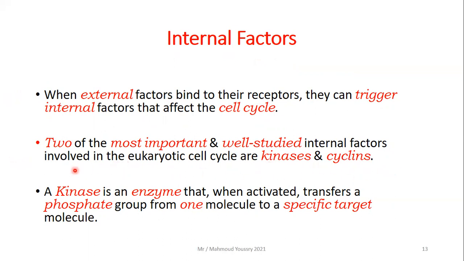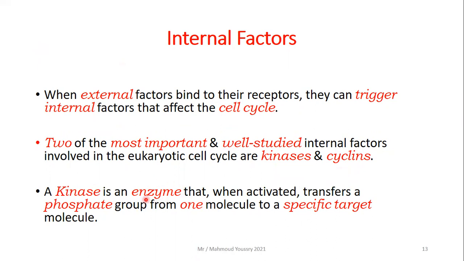Kinase and cyclins. A kinase is an enzyme that, when activated, transfers a phosphate group from one molecule to a specific target molecule. So kinase and cyclins are the two internal factors that are triggered when the external factors bind to the cell receptors. Two of the most important and well-studied internal factors involved in the eukaryotic cell cycle are kinase and cyclins.